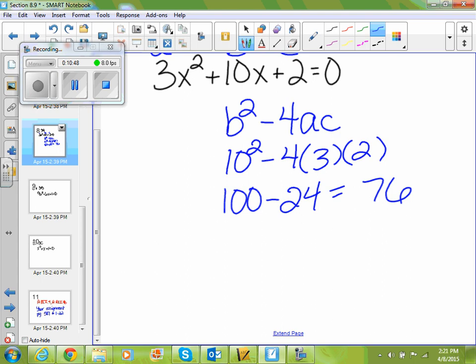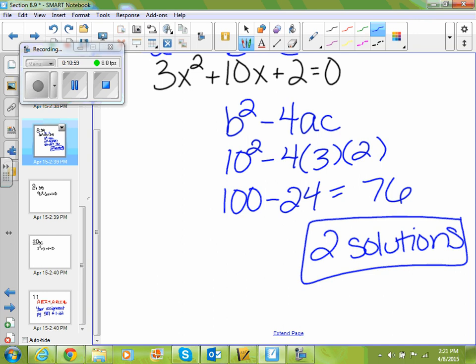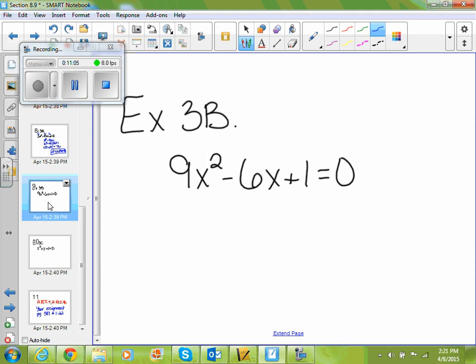Okay, is 76 positive, negative, or 0? Positive. And how many solutions do we have if it's positive? 2. Alright. So when you're asked to use your discriminant, you use b squared minus 4ac. That tells you your number of solutions.